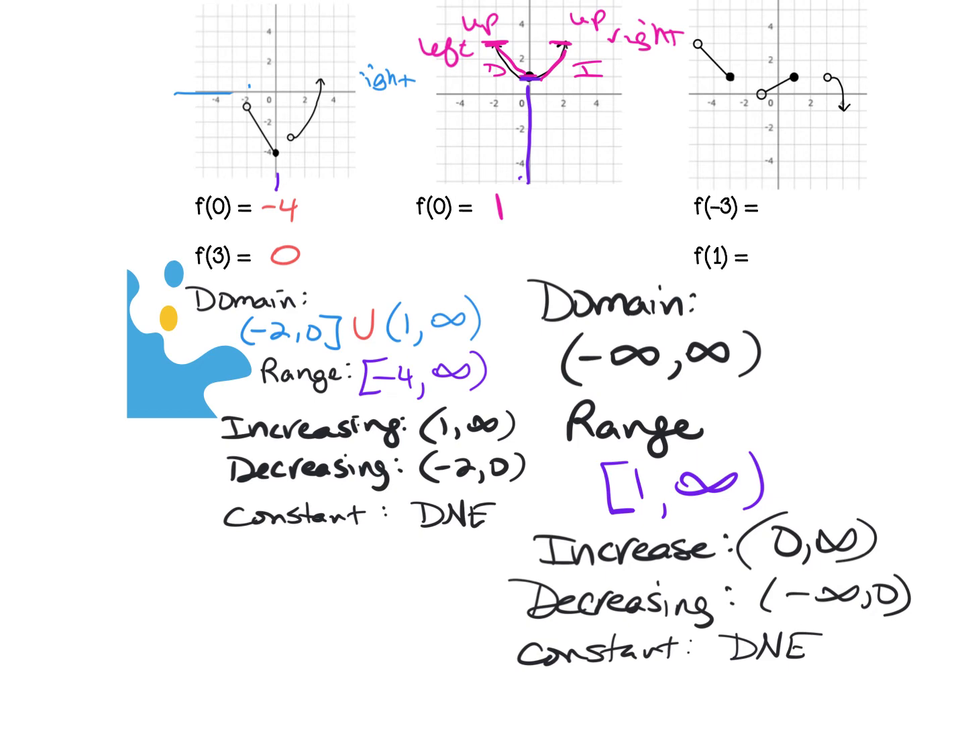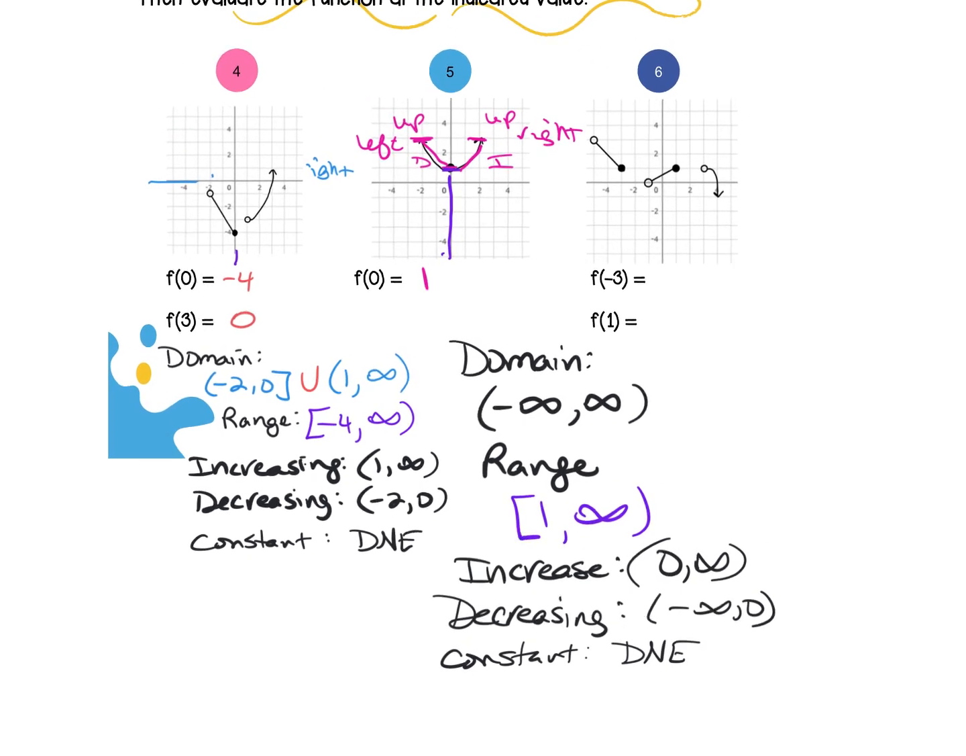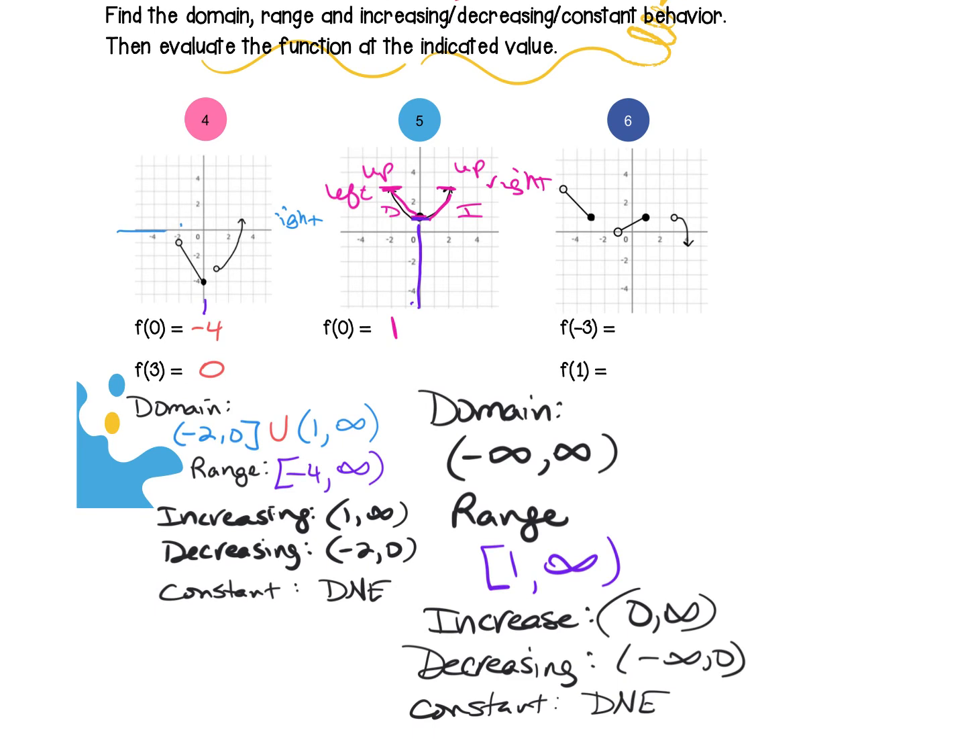And then the last one, again, let's evaluate when x equals -3, and it's this ordered pair right here. So the y value will be 1. Then when we want to find where x equals 1, it is right here. So the y value for that ordered pair is also 1. So both of them are 1.